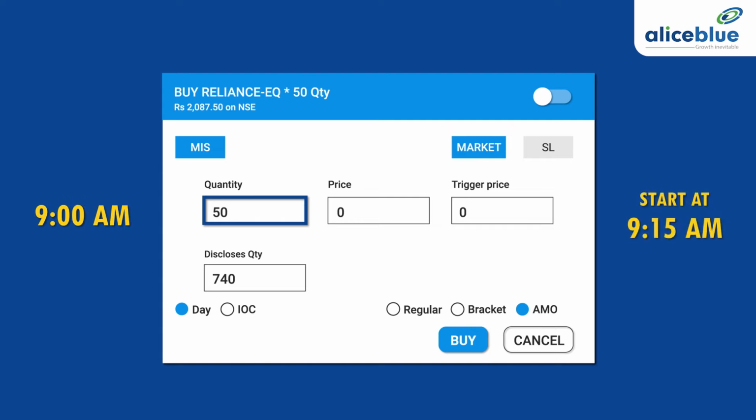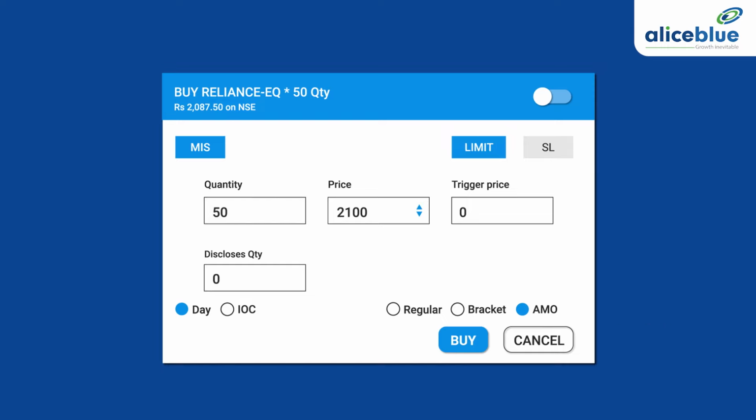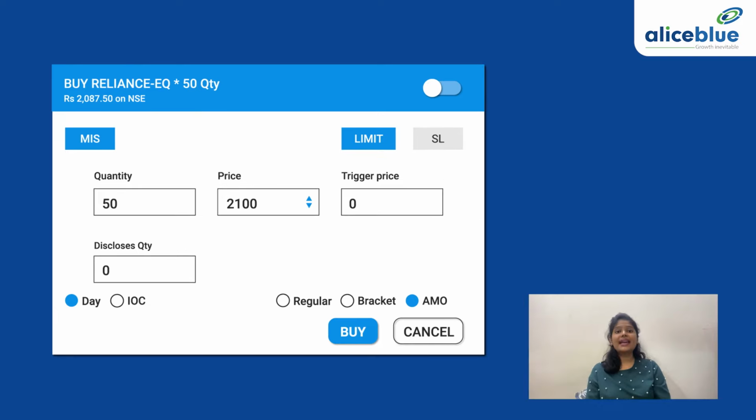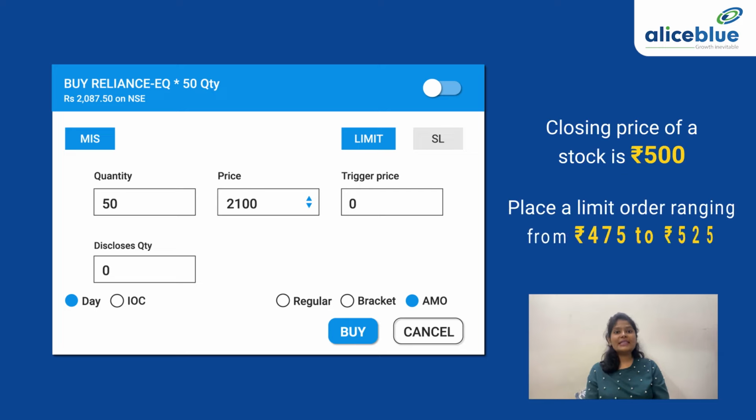Once the market starts at 9:15 am, your order will be placed at the opening price on market rate. Now, if you have placed a limit order of Rs 2,100 and if the price gets matched in the pre-opening market between 9 am to 9:07 am, your order would get executed during that period. If not, it would get executed after 9:15 am. When it comes to limit AMOs, the extent to which you can place them depends on the broker. Some brokers allow 5% up or down from the closing price to place a limit order. In simple words, it means that if the closing price of a stock is Rs 500, you can place a limit order ranging from Rs 475 to 525.